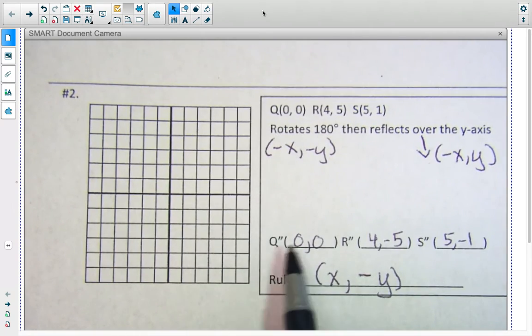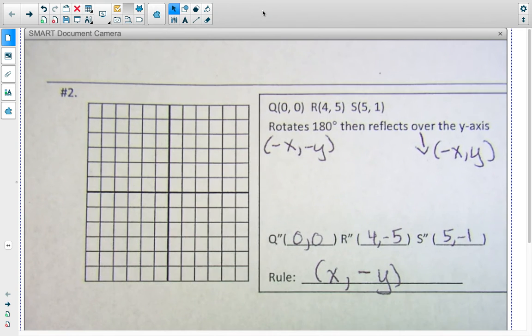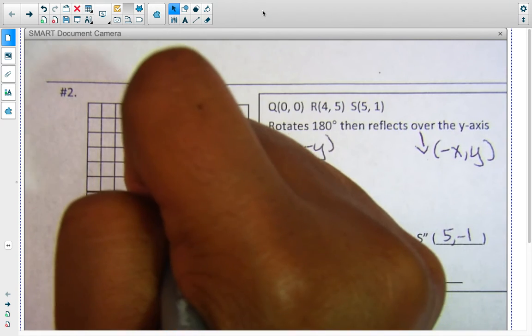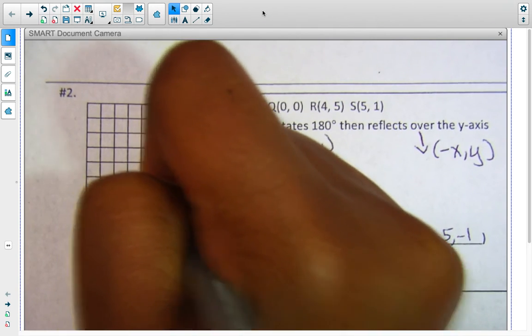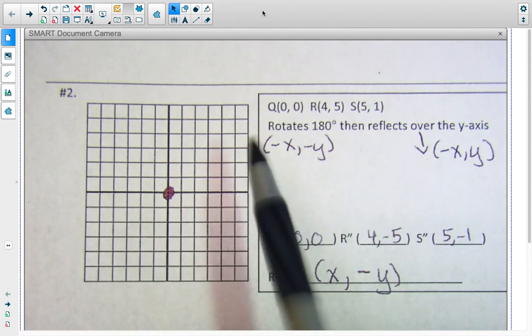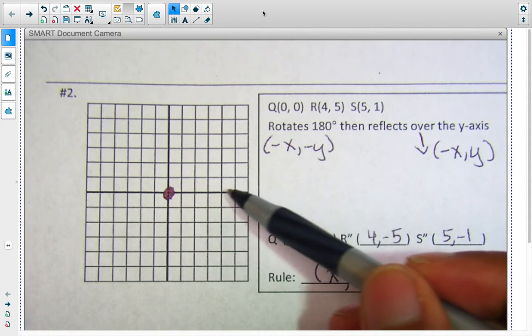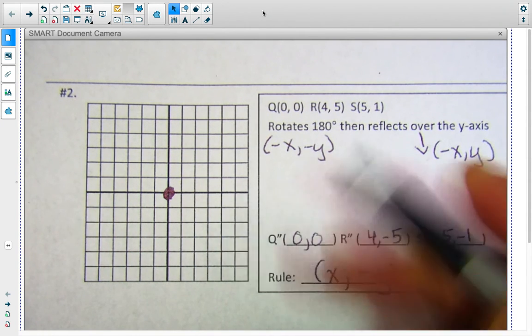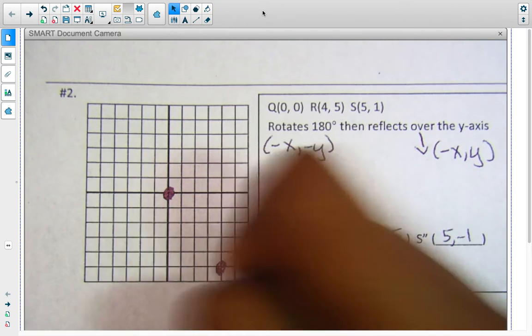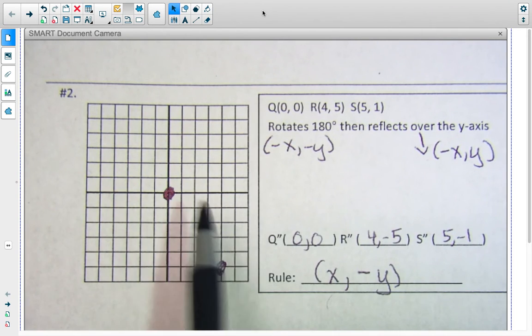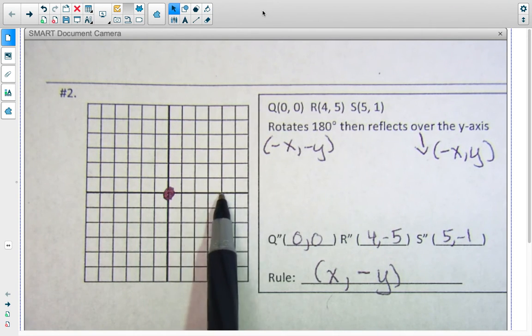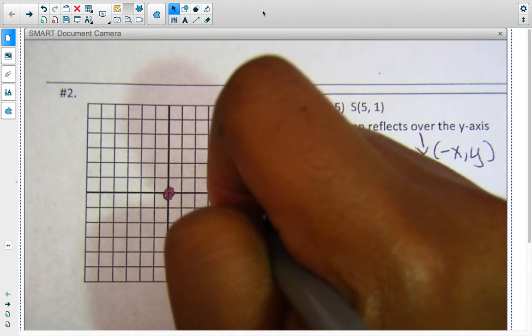Now I'm going to go plot these. So I don't have any fractions or anything to worry about here, so that's good. So I got 0, 0. That's going to stay in the middle. We have 4, -5. So we'll go over 1, 2, 3, 4, then down 1, 2, 3, 4, -5. And we have 5, -1. So 1, 2, 3, 4, 5, -1.